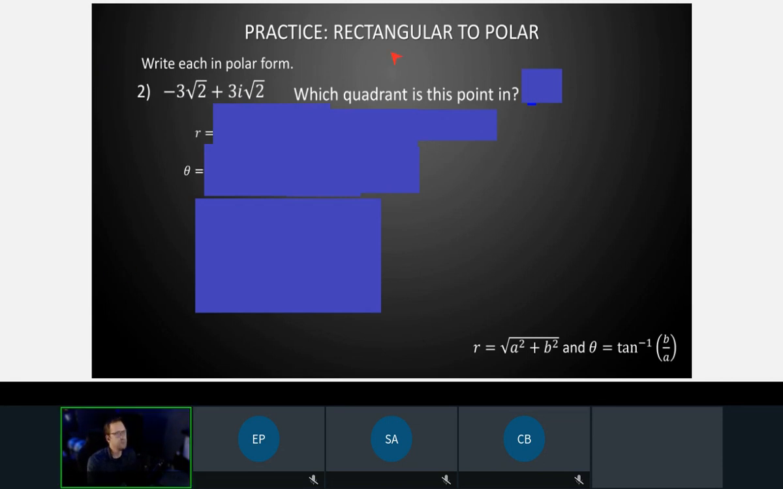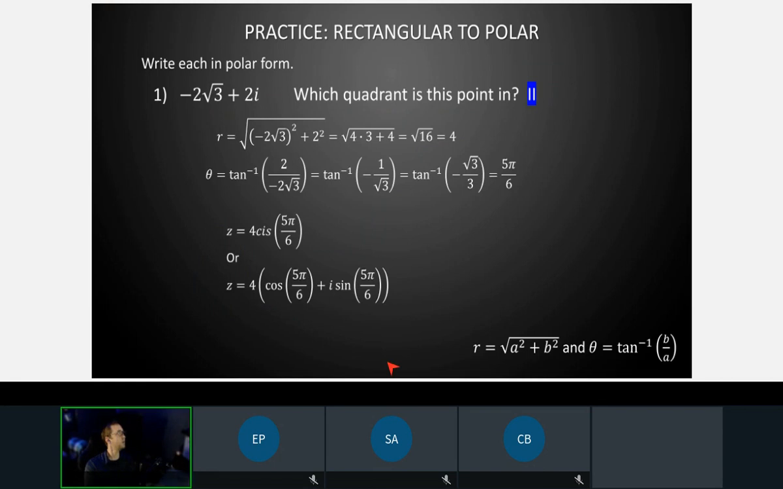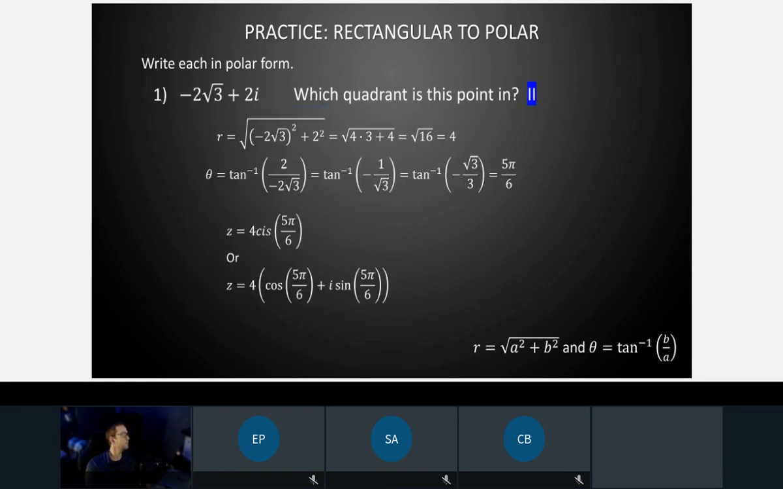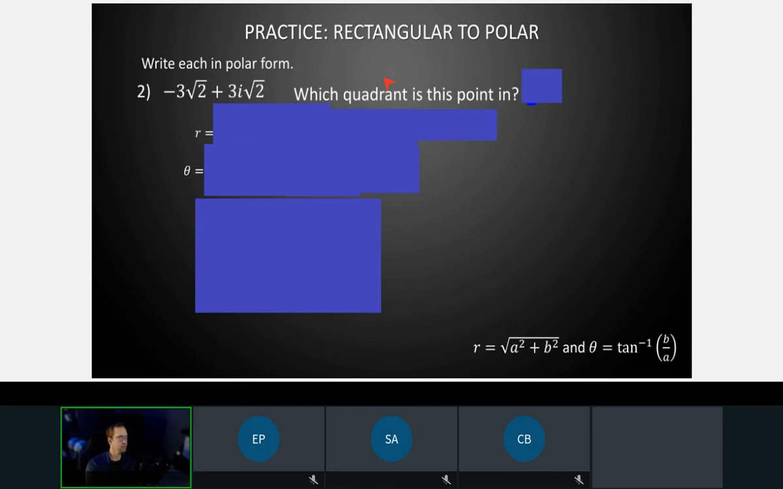All right, number 2, let's look at this one. We have negative 3 rad 2 plus 3i rad 2. Looking at this, what quadrant are we in for this one? Is this the same problem? Hold on. Nope, it just looks like the same problem. Okay, it's similar. Yeah, we're in quadrant 2 again. Geez, way to go with variety, right? Quadrant 2 again.